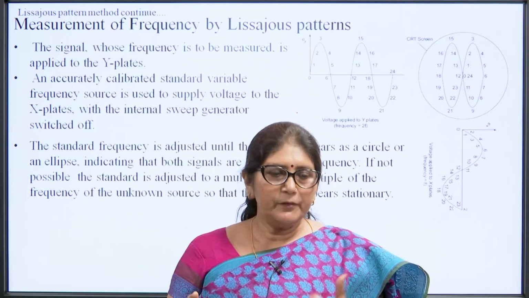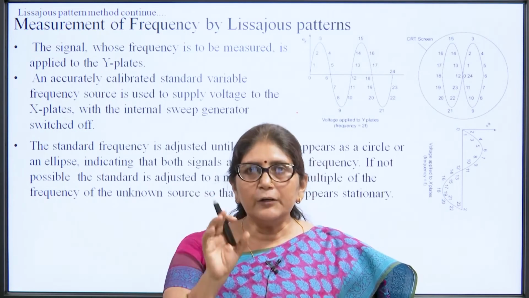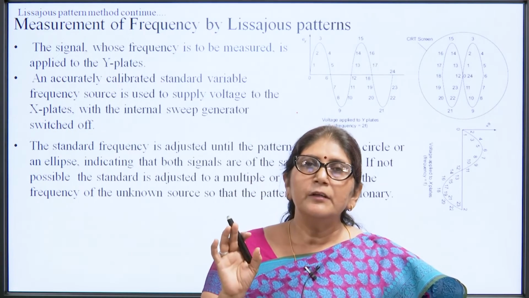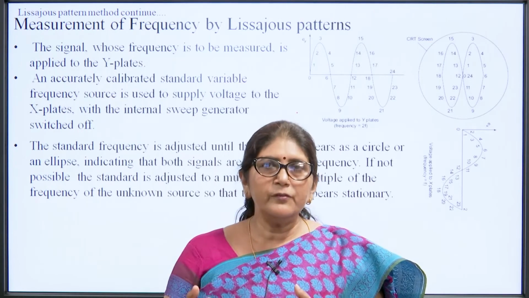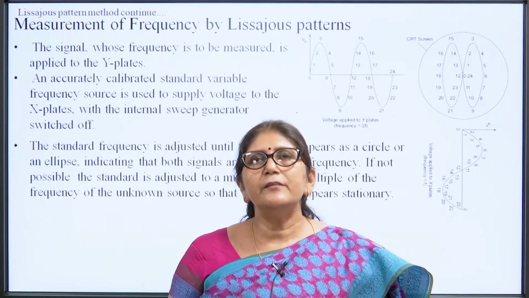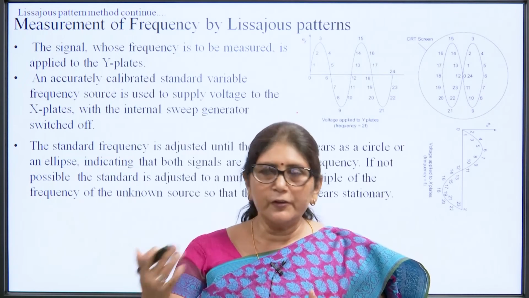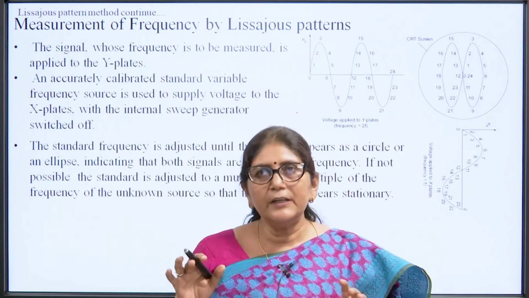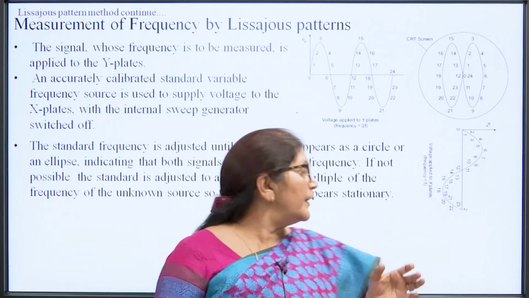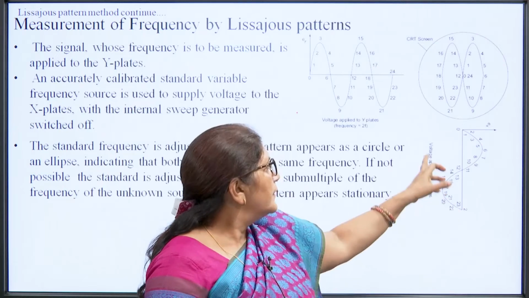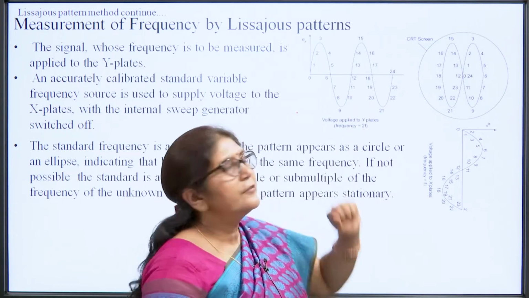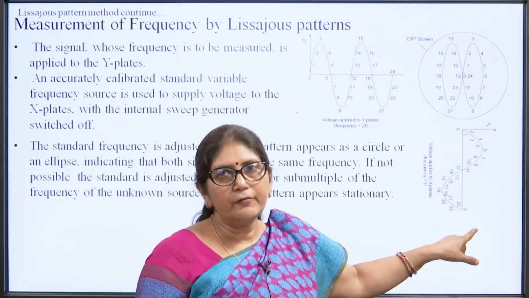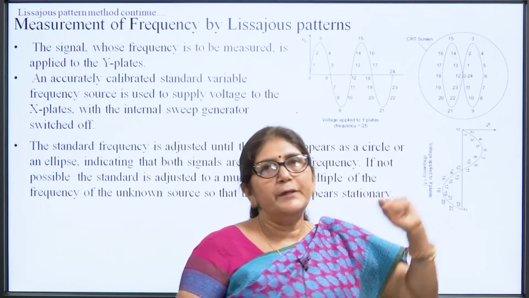In the Lissajous pattern, we apply the unknown signal at the Y plate and the known signal at the X plate. That means we have a standard source, and by that standard source we apply a signal at the horizontal plate. Different wave shapes appear, including ellipses. If the frequency at the X plate is half of the frequency applied at the Y plate, meaning the unknown signal is twice the frequency of the known signal, then 2 ellipses appear on the screen.